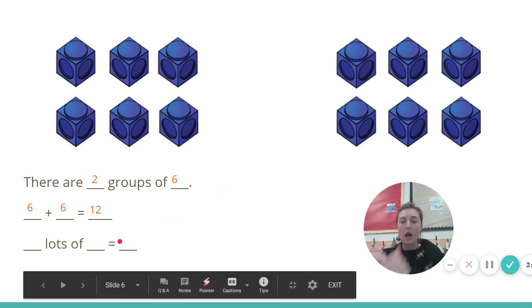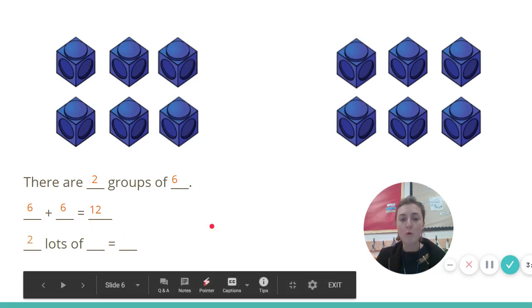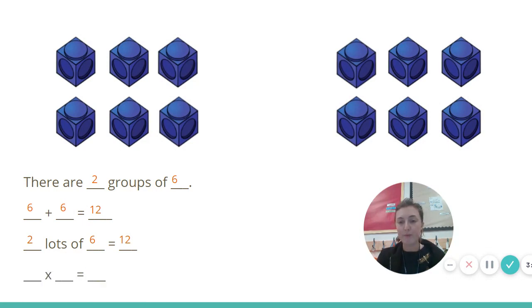Now, here's our new word, lots of. Instead of saying 2 groups of 6, I could say 2 lots of 6. And it still equals 12. I've still got the same number of cubes. 2 lots of 6, I can make that look even nicer and even shorter by using our new lots of symbol. And write 2 lots of 6 equals 12. Hopefully you're starting to see the pattern.